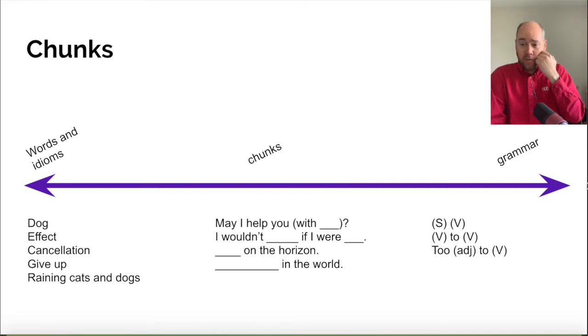But there's a little bit of flexibility because what comes after that can be almost anything, right? May I help you finish that? May I help you carry that? May I help you with that? May I help you with your bags, etc. There's some flexibility, but it's also partly set because you only use it in situations where you're offering to help someone, and because those words almost always come in that order. Okay, so chunks are sort of between words and grammar in both their meaning and their set form.